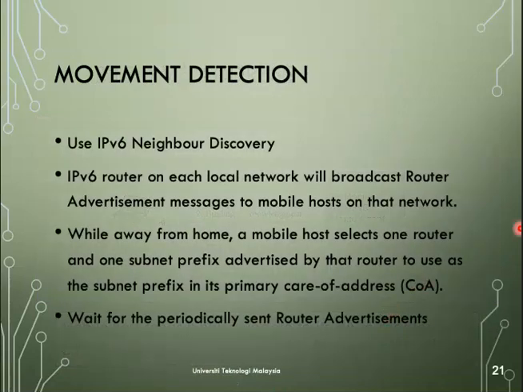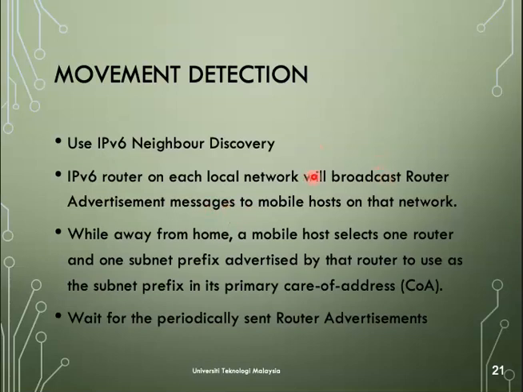To detect a movement of the mobile host, IPv6 uses neighbor discovery. This includes router discovery and also neighbor unreachability detection. Neighbor unreachability detection is to detect when the default router is no longer reachable, no longer bidirectionally reachable. In which case the mobile node must discover a new default router for that link.